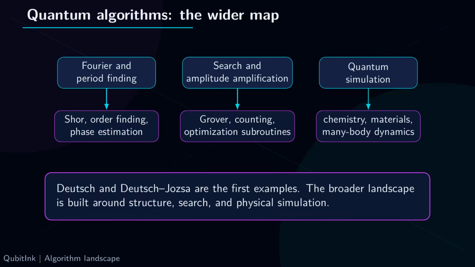This wider map organizes the next stage of the field. Fourier and period finding methods lead to phase estimation, order finding, and Shor's factoring algorithm. Search and amplitude amplification lead to Grover's algorithm, quantum counting, and optimization subroutines. Quantum simulation leads to applications in chemistry, materials science, and many-body physics. Deutsch and Deutsch-Jozsa are the first examples, not because they are the most useful practical algorithms, but because they reveal the central mechanism. Quantum algorithms exploit structure, search geometry, or physical simulation in ways that classical computation cannot directly copy.